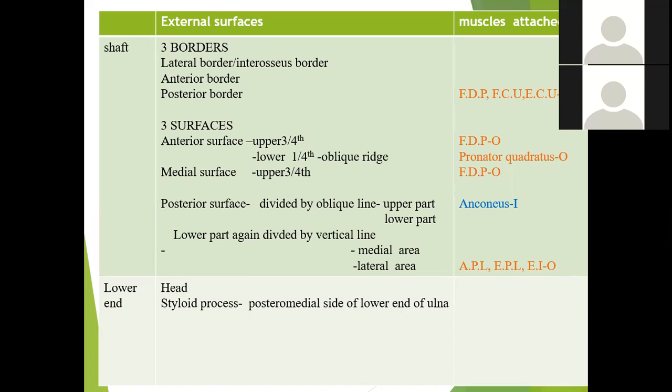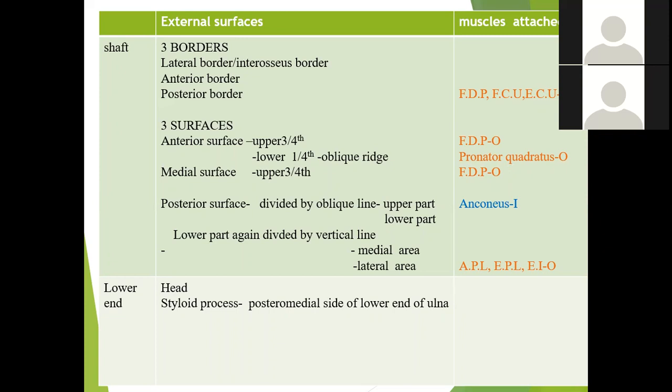It is present in the ulna. It is present on the posteromedial side. Okay, so this point is very important during side determination. Posteromedial side, medial to the lower end of the ulna.